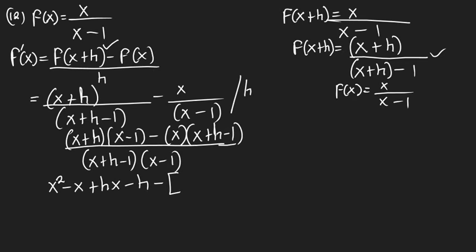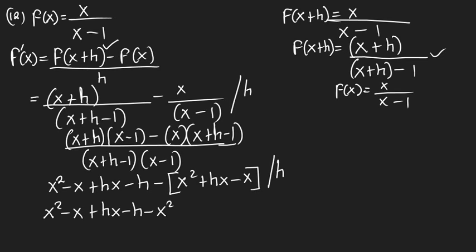x multiplied by x, x to the power 2. x multiplied by h, it's plus hx. x multiplied by negative 1, it's minus x. Okay, everything divided by h. From there, this is going to be x to the power 2 minus x plus hx minus h, minus x to the power 2 minus hx plus x, all over h.